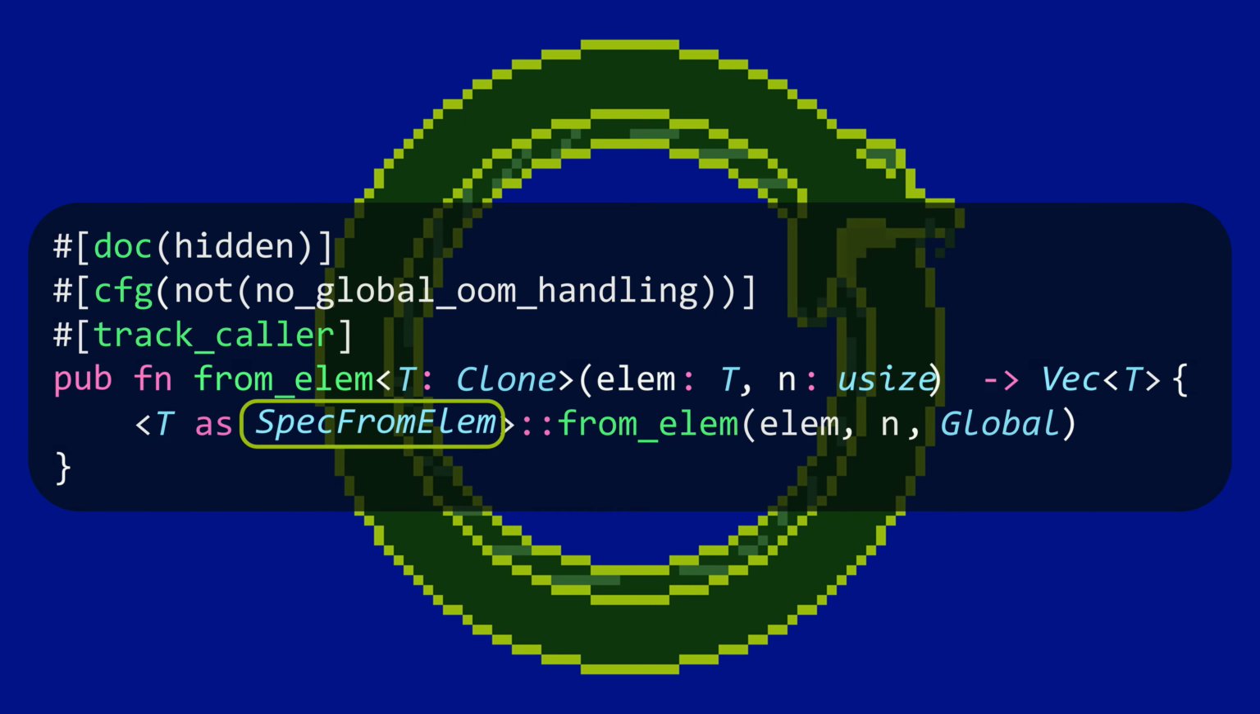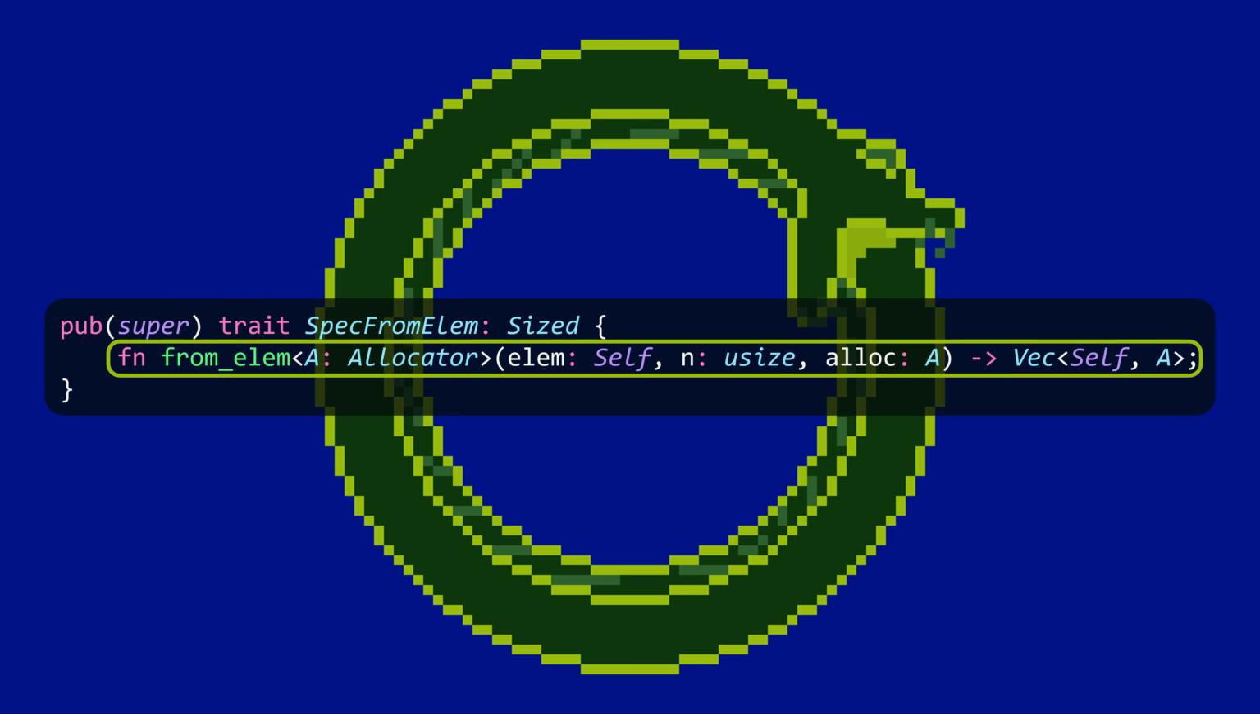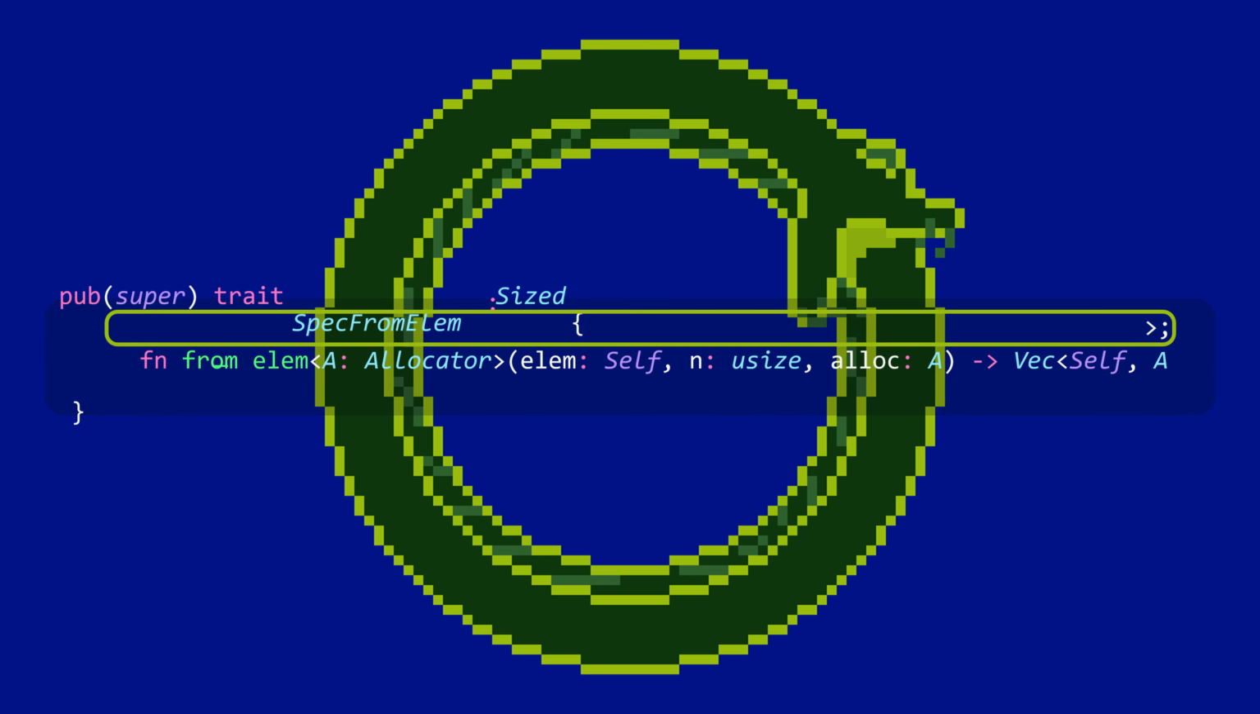Let's check it out. SpecFromElem is a trait with a sized trait bound, so types that implement this trait must also be sized. The trait defines one method, from elem. The method takes the implementing type self, an elem, a usize n, and an allocator alloc. It returns a vec of self. There are a few implementations of this trait, but we'll start by looking at this one.